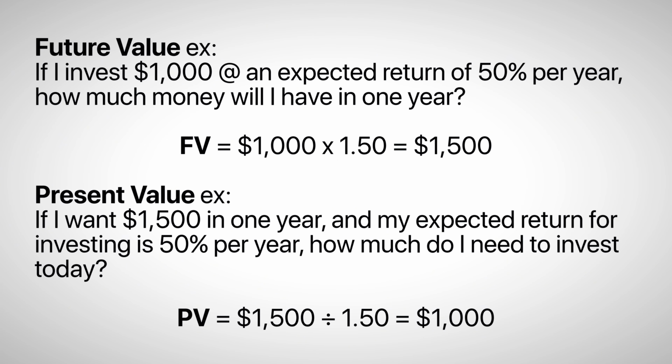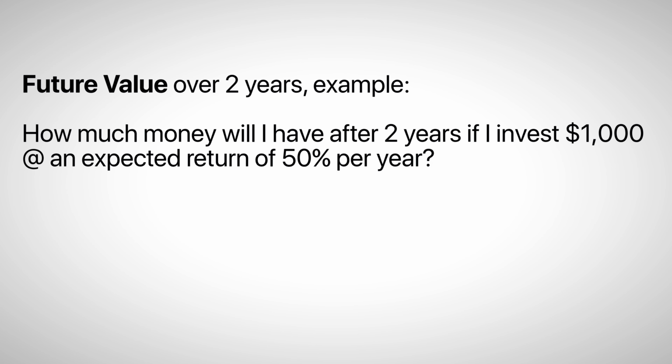For our present value example, we're thinking along the lines of, if I want $1,500 after a year and my expected rate of return is 50% per year, then how much do I need to be investing today? The present value is equal to the $1,500 that we want divided by 1 plus our rate of 50%, and that gives us $1,000. We can also apply these same concepts over multiple time periods.